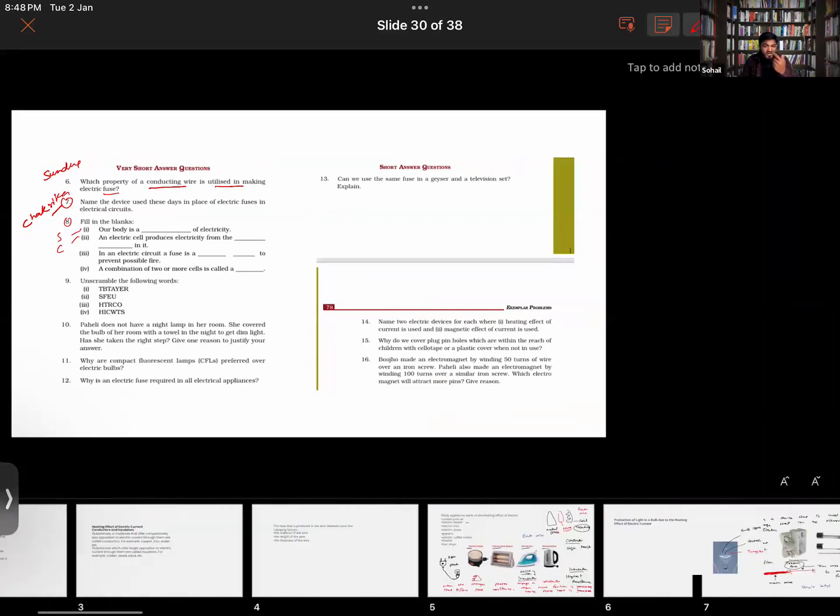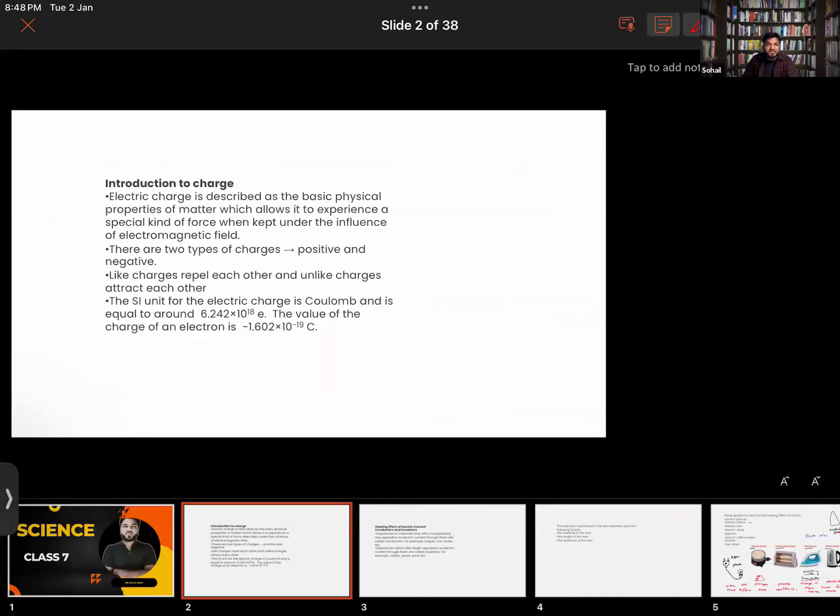What are charges? We did discuss that charges are basically positive and negative charges, and these are developed due to unequal amounts of protons and electrons in an atom. We discussed that if there is an extra electron in an atom, it develops a negative charge. If there is a deficiency of an electron, it will develop a positive charge. So that was the concept we discussed.